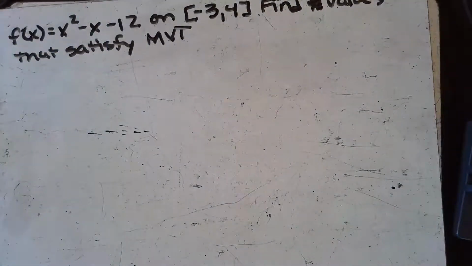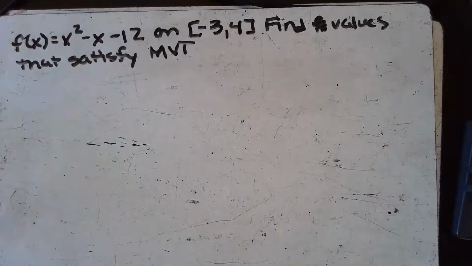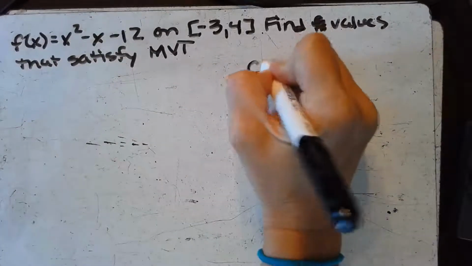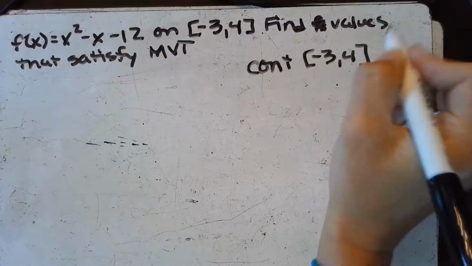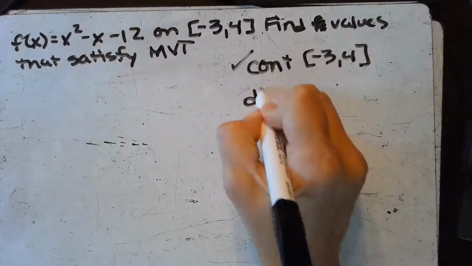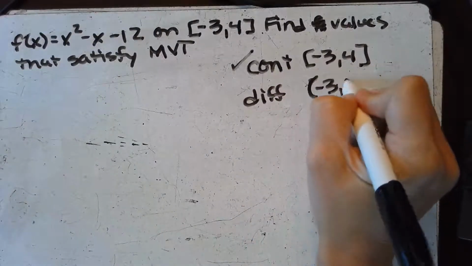All right, I got a quadratic here. Okay, we're looking on the interval from -3 to 4. Find values that satisfy MVT. And it could be values or value. We don't know if it's 1 or 2, and we'll have to verify that. Okay, so first off, is it continuous on the closed interval? Well, yes, because a quadratic is always continuous. All right, is it differentiable on the open interval?